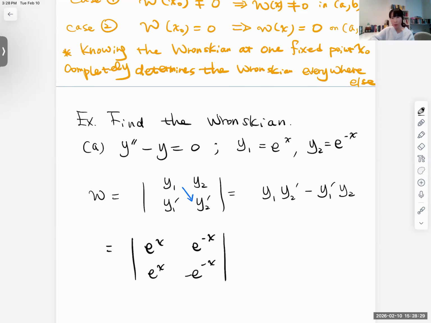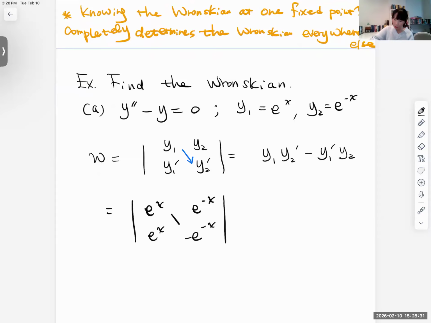Okay, determinant 2 by 2, so we multiply this way. So we get, yeah, they already have here, y sub 1, y sub 2 prime. So we have e to the x times negative e to the negative x, yeah? This is the first time, so I am writing it down for you, but later on we can just do it directly, right?